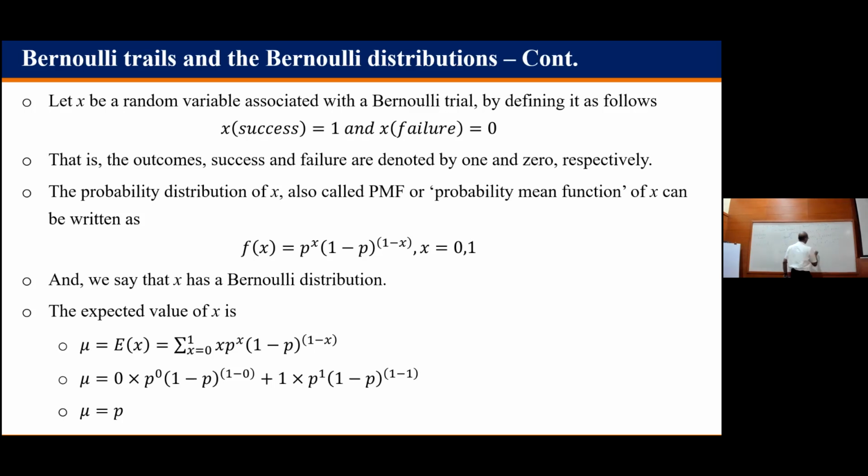So evaluate it at 0 and 1. So this is 0, p to the power of 0, 1 minus p, into 1 minus 0, plus 1, p to the power of 1, 1 minus p. So you can see that the first term is automatically 0. So this is nothing but 1 minus p to the power of 0. So mu is nothing but p. So you know that is the expected value.